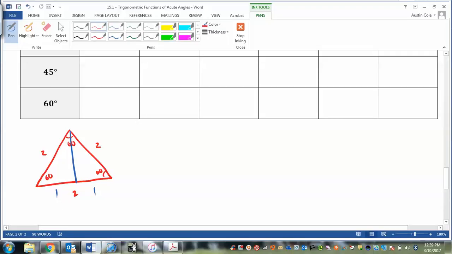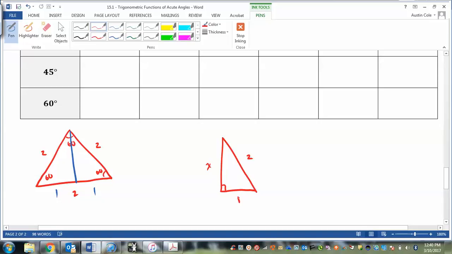So what's this side? We don't know it. Really? Now, can I do the Pythagorean theorem to find it? Yeah. Absolutely, I can do the Pythagorean theorem to find it.